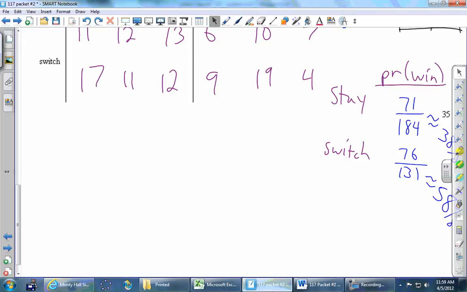So the 38% that you guys got when you stayed was actually pretty good, because it should have been only about 33%. So we got kind of lucky, just chance variability, chance error. It should have been 33%, and if we kept playing longer, it would come down to 33%. So let's think about what happens when we switch.